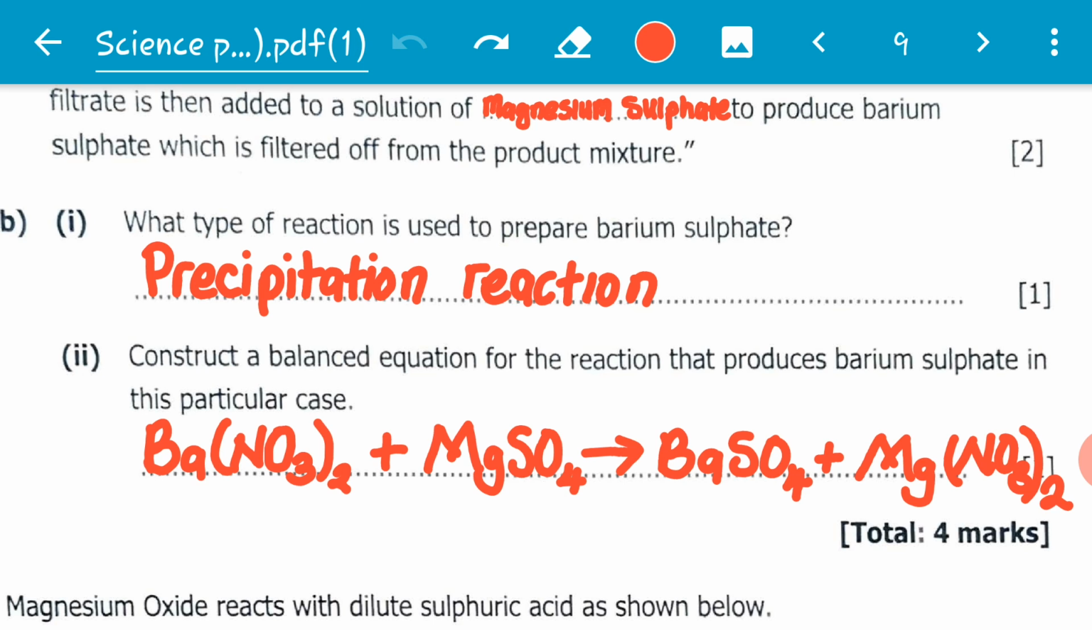Now, they said balanced. If we check, we have one barium on both sides. We have one magnesium on both sides. We've got two nitrogens on both sides. And we've got 10 oxygens on both sides.